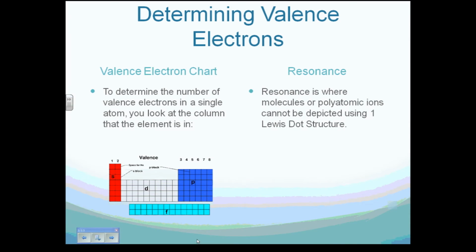One final Lewis dot rule that you should remember is resonance. Resonance is when one Lewis dot structure cannot show all the possible bonding formations in a compound. You should look for 2 or more atoms of the same element bonded to a center atom. Then show all the possible structures while keeping a fixed position.